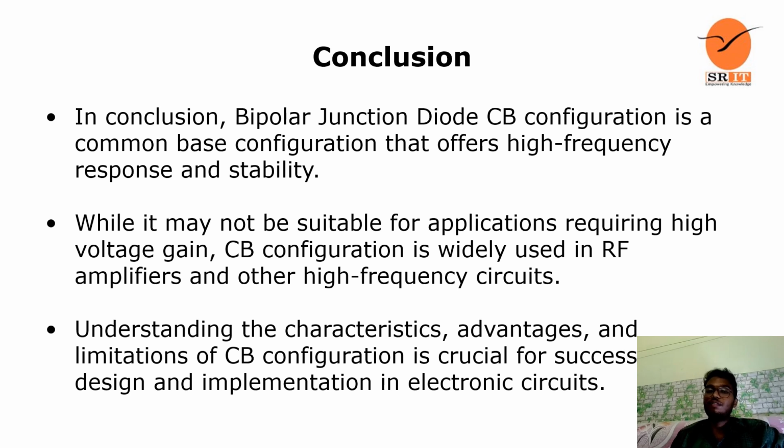And while it may not be suitable for applications requiring high voltage gain, CB configuration is widely used in RF amplifiers and other higher frequency circuits. And we have also discussed the disadvantages, that it is not able to support higher voltage gain. But even though, it is used in some amplifiers where input current is given in a limited voltage and output is also amplified, increased. And coming to the last point, understanding the characteristics, advantages and limitations of common base configuration is crucial for success, design and implementation in electronic circuits.